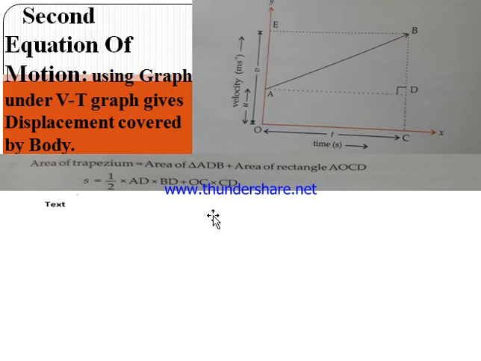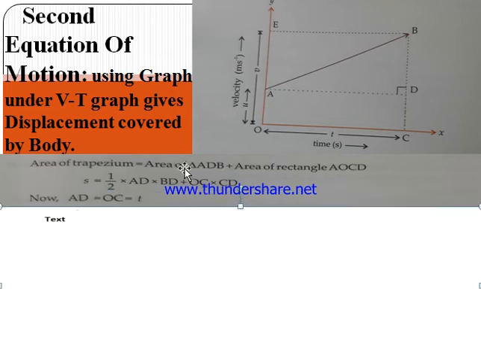That is the area of trapezium, which can be calculated as the area of triangle ABD plus the area of rectangle AOCD. The area of a triangle is half of base into height. Base is AD and height is BD, and for the rectangle, length is OC and breadth is CD. What is AD? AD is T, time. What is BD? BD is equal to V minus U. It is all discussed later. BD is equal to V minus U and AD is equal to T. Next, OC is equal to T and CD is equal to U.